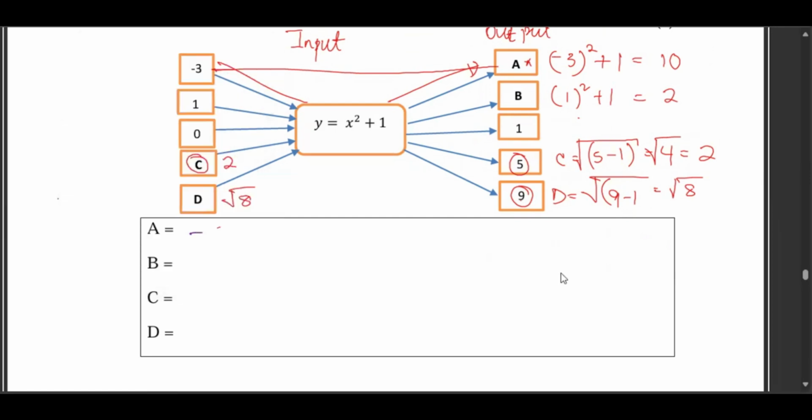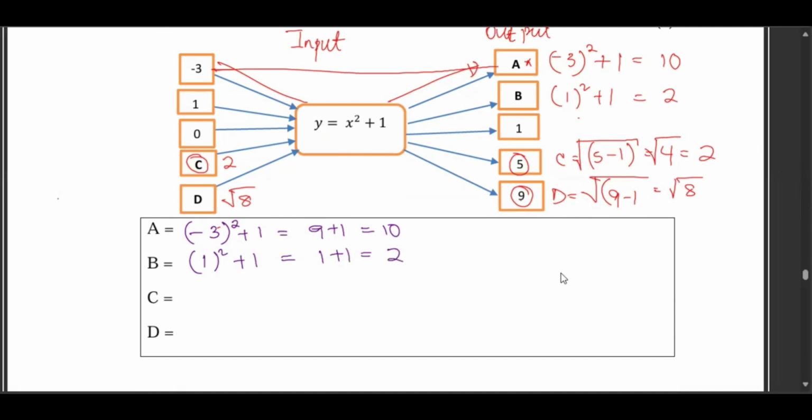A, we said it's -3 to the power 2 plus 1. We got our answer as 9 plus 1. The answer became 10. B, we are saying 1 to the power 2 plus 1, which is the same as 1 plus 1. Answer became 2.